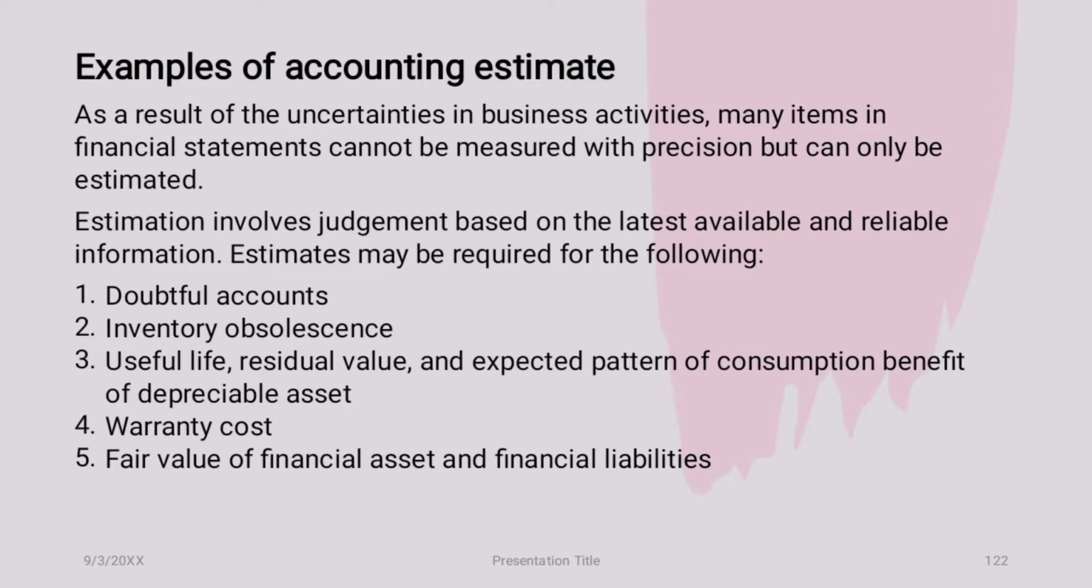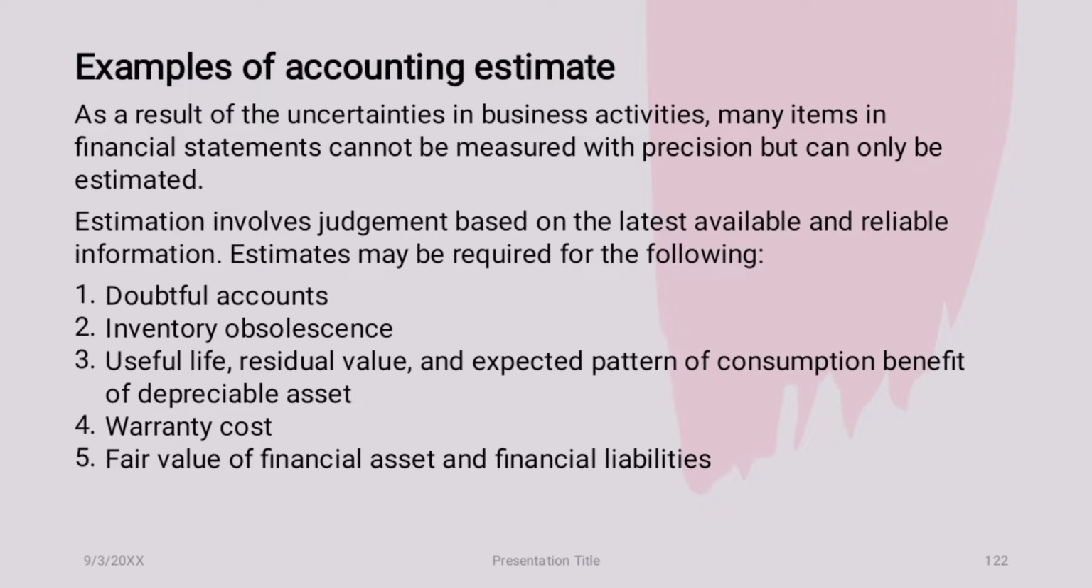As a result of the uncertainties in business activities, many items in our financial statements cannot be measured with precision but can only be estimated. Estimation involves judgment based on the latest available and reliable information. Estimates may be required for the following. First is doubtful accounts. Next is inventory obsolescence. Here, the value of our inventory becomes worn out and obsolete.